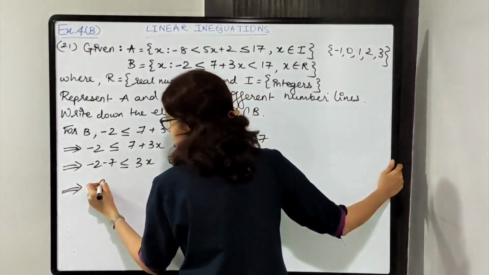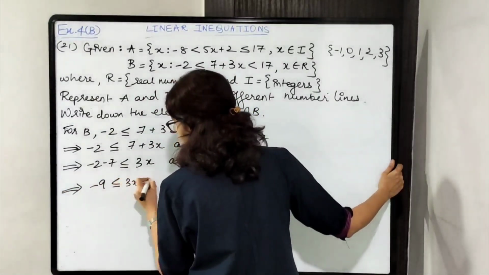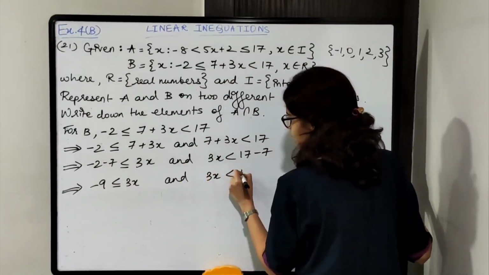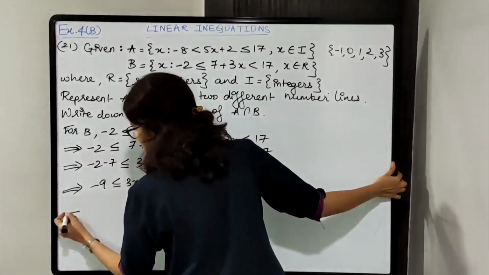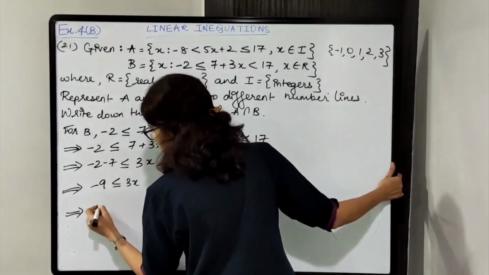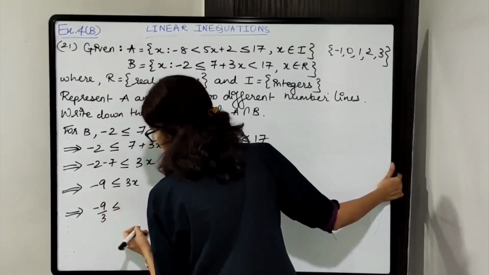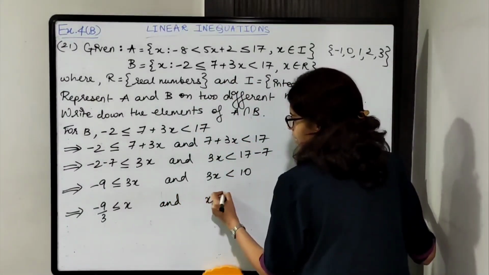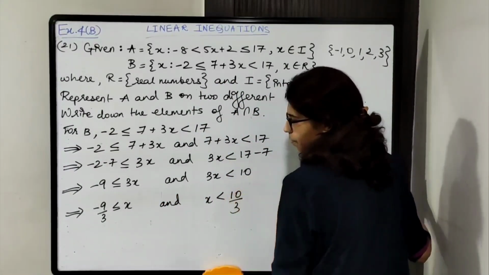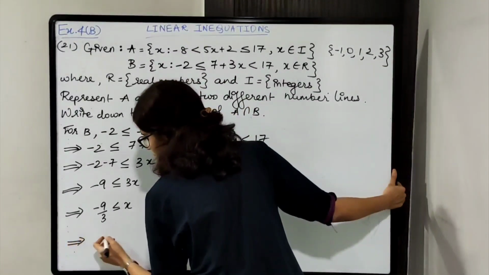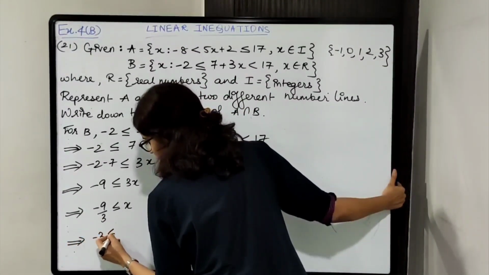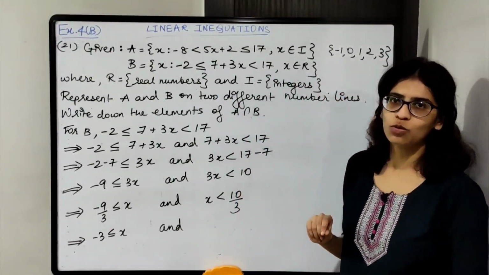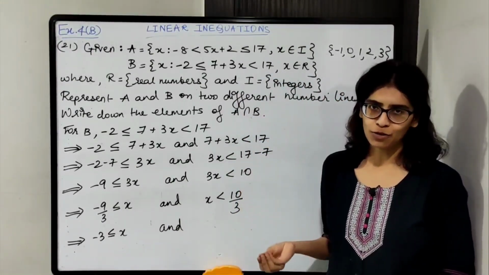So minus 9 is less than or equal to 3x and 3x is less than 10. So minus 9 by 3 is less than or equal to x and x is less than 10 by 3. So we get minus 3 is less than or equal to x, and over here we are getting 10 by 3, so we'll express it in mixed fraction form.